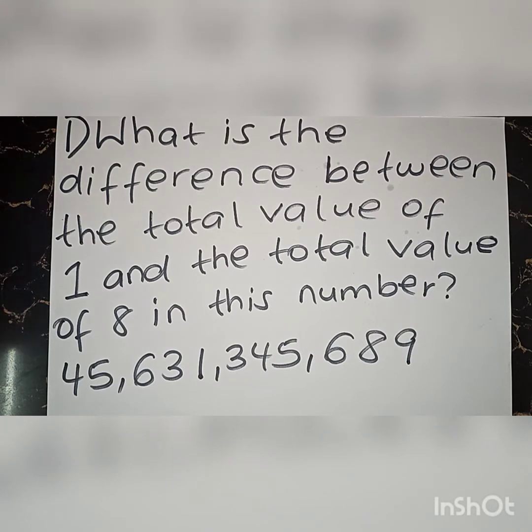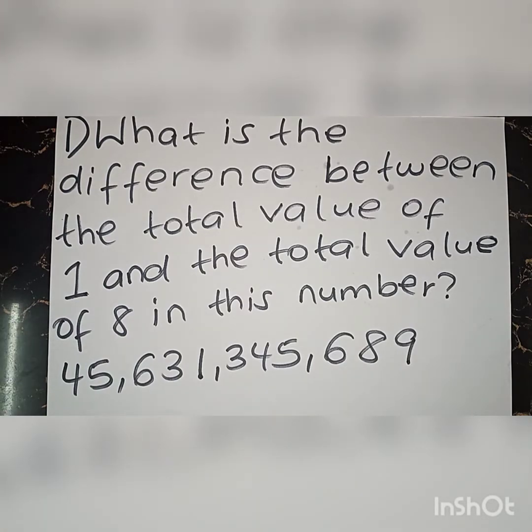What was the first question? What is the difference between the total value of 1 and the total value of 8 in this number? Okay, so here you've been asked to find the difference between the total value of 1 and the total value of 8. So we can forget about the difference for now and focus on finding the total value of 1 and 8 first. So how do we find the total value? Do you remember what we said in our last lesson? We said that the total value of a number is derived by multiplying the digit and the place value.